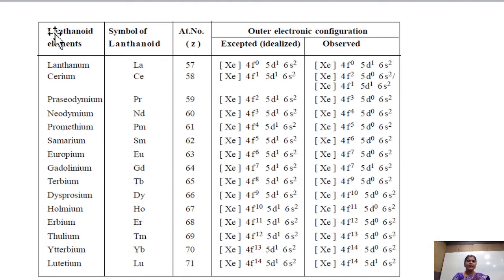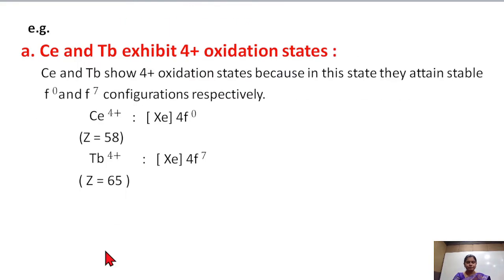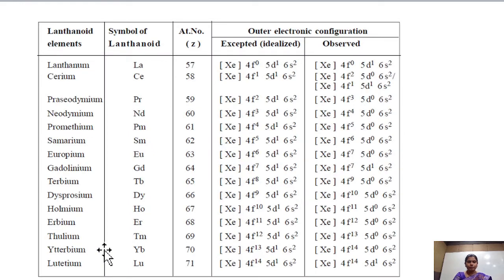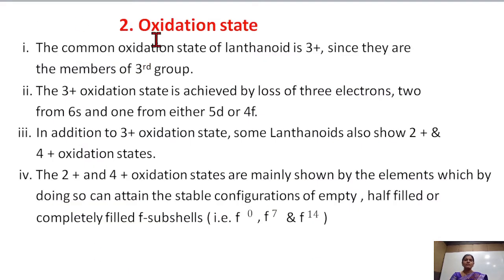So these are the lanthanoid elements: lanthanum, cerium, praseodymium, neodymium, promethium, samarium, europium, gadolinium, terbium, dysprosium, holmium, erbium, thulium, ytterbium and lutetium. Now we will see the oxidation states of these lanthanoid elements.